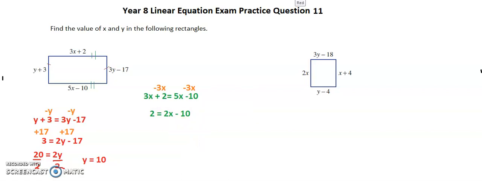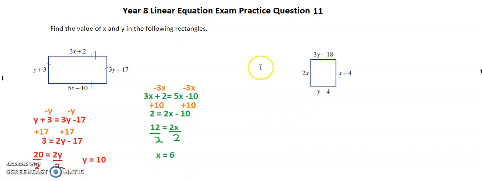The next thing I need to think about is I would like to get my constants on my left hand side. So that means I need to add 10 to both sides to cancel out the negative 10. Now that leaves me with 2 plus 10 is 12 is equal to 2x. Same thing applies here. We need to get x by itself, so I divide it by 2. If I divide by 2, that's leaving me with x is equal to 12 divided by 2 is 6.